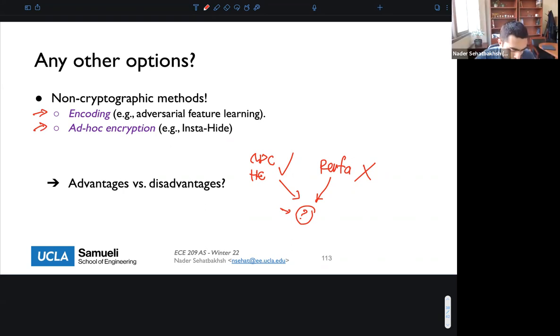So lots of works these days are focused on the notion of encoding. The idea is that we have a record, an individual sample, say an image. What we can do is, instead of sending this information directly, we can map it into another domain with different features, and then send this information to the cloud.